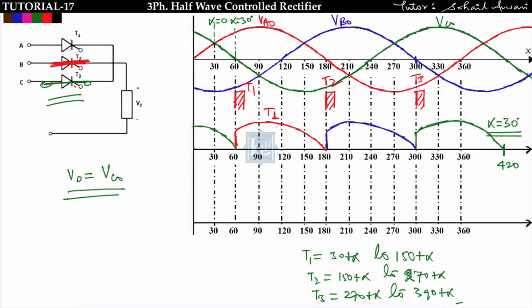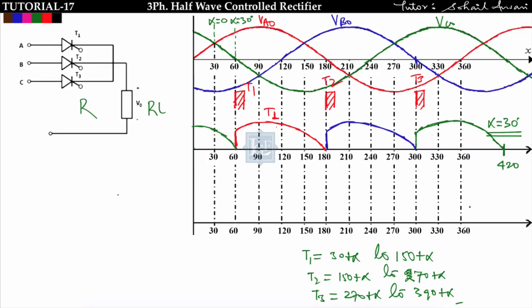Now here one question arises: is the waveform of output voltage for R load or RL type of load? See, if you take R load, then also output voltage you will get same like this, and if you take RL type of load, then also output voltage will be same, because here output voltage is continuous, it is not discontinuous for any angle. That's why for alpha equal to 0 and alpha equal to 30 degree, the waveform of output voltage is same for R load as well as RL type of load.